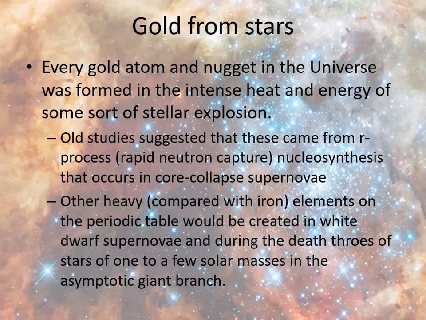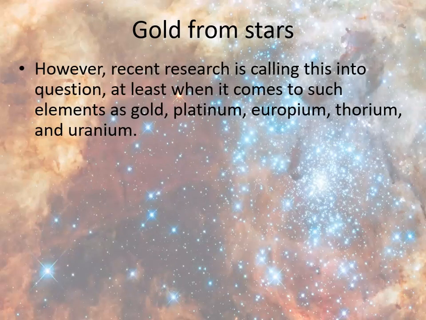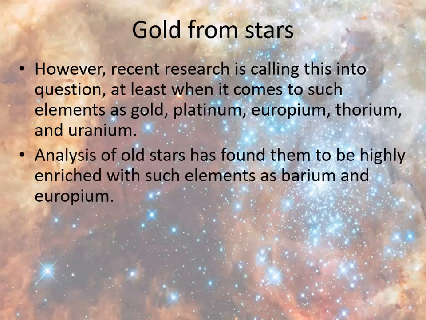I should mention also again that a lot of the other heavy elements occur due to white dwarf supernovae, as well as stars that are, say, one to a few times the mass of our Sun in the asymptotic giant branch by s-process nucleosynthesis. Now, as I mentioned, there is recent research that seems to be calling into question the concept of most of the gold out there coming from core collapse supernovae. Analysis of old stars has found these things to be highly enriched in elements like barium and europium and actinides on the periodic table. Actinides, the most famous ones being thorium and uranium.